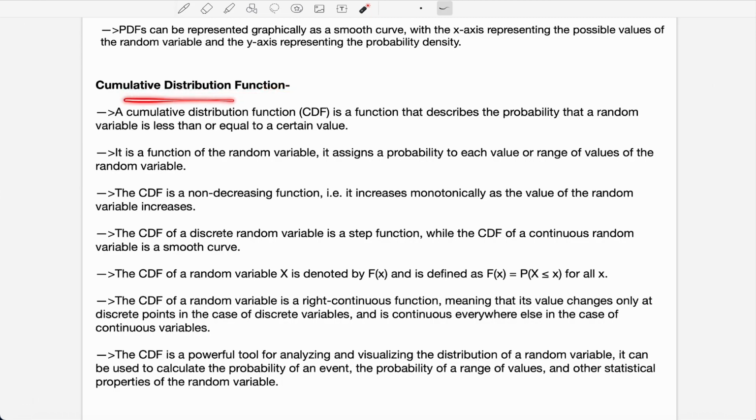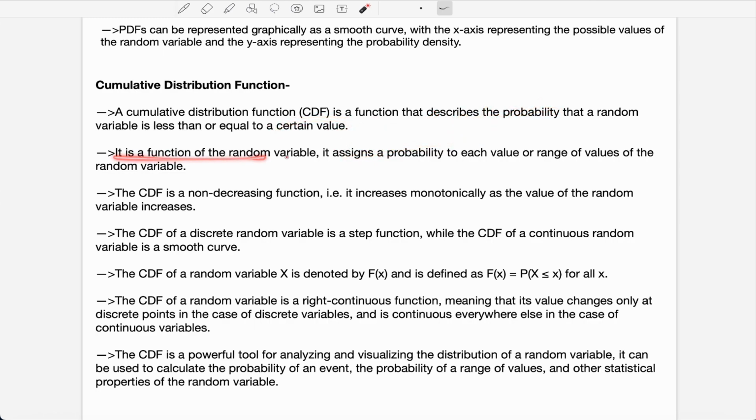So what is the cumulative distribution function? It is a function that describes the probability that a random variable is less than or equal to a certain value. I hope you are understanding this. It describes the random variable being less than or equal to this certain value.